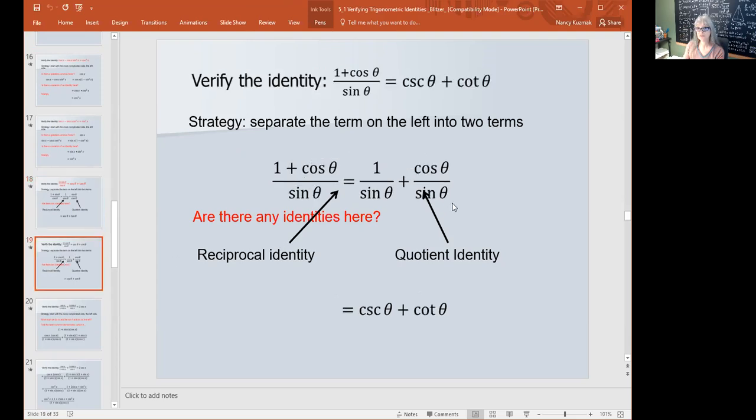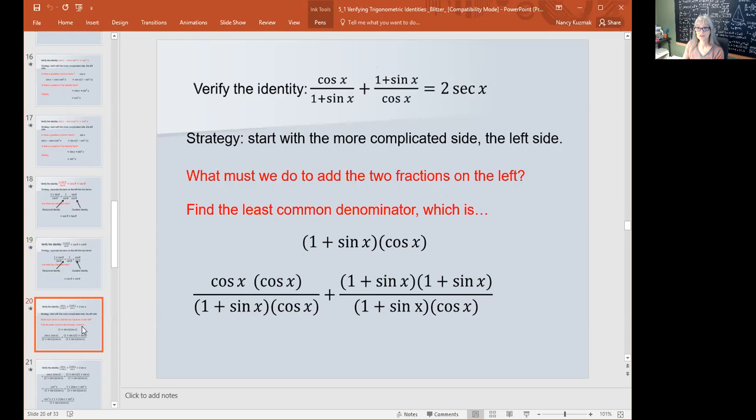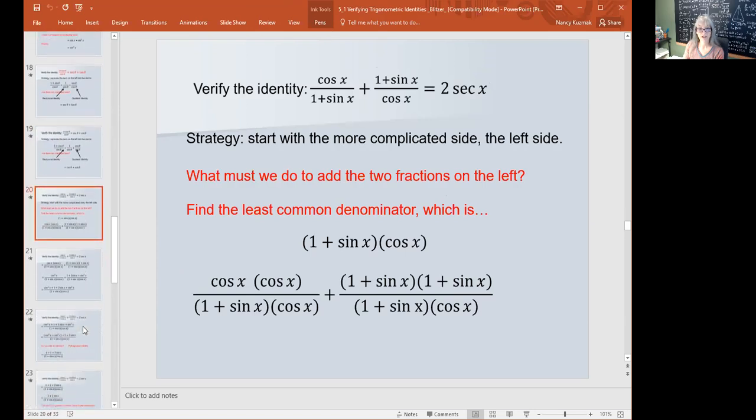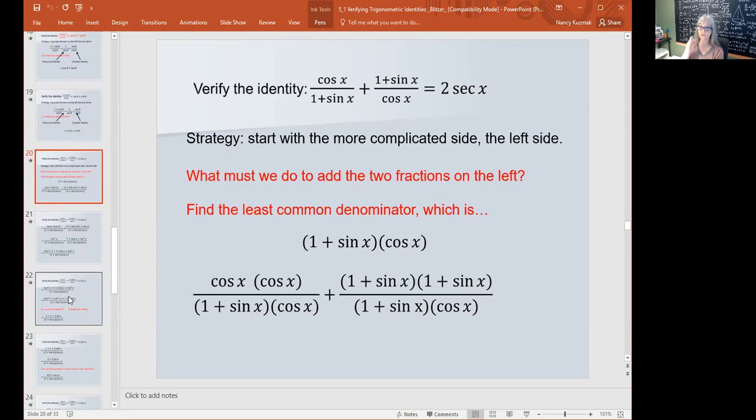So we could do the same very similar thing, right? But we're seeing the 1 over sine theta is cosecant, and the cosine over sine theta is cotangent. And it's very important that you understand that this is a combination of 1 over sine theta plus cosine theta over sine theta, right? So you've got to sort of recognize those kind of ideas. All right. So let's look at another one. Well, I'm looking at this one and saying, oh my.